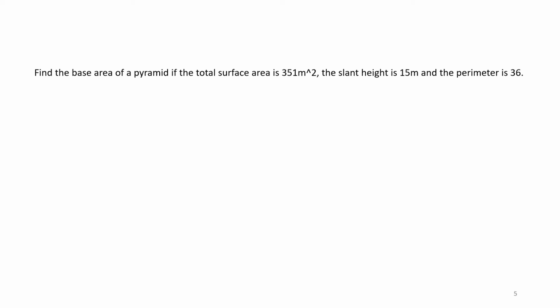All right. Find the base area of a pyramid if the total surface area is 351 meters squared. I gave up on using the superscript, because it's so finicky and I just didn't feel like it anymore. You know what the caret means. The slant height is 15 meters and the perimeter is 36. So this is why you need to know that other equation for the perimeter, because there's no way to figure this out without knowing that. So our equation is area of the base plus 1/2 perimeter of the base times slant height.